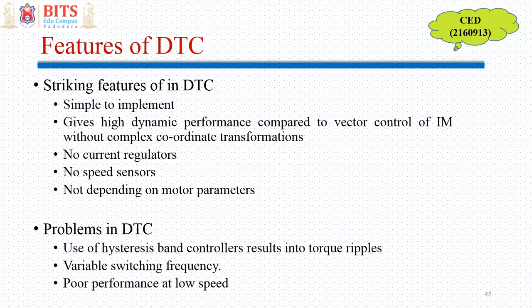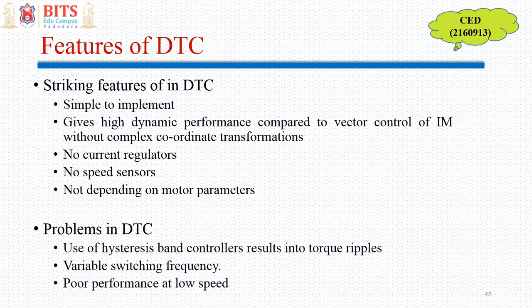Now, striking features of DTC. It is very simple to implement. You only require 3 voltage and 3 current measurements, simple calculations, and then you can directly decide which switches are to be turned on. It gives high dynamic performance because again you can have decoupled control over here, but without any complicated transformations. No current regulators, no speed sensors, not depending on motor parameters.